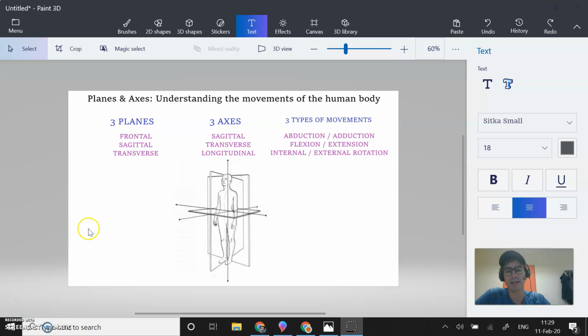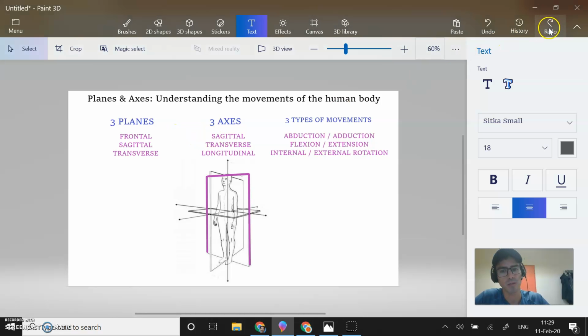Okay, now, so let's look at how the planes and axes interact. As you may know from the first video, the frontal plane is linked to the sagittal axis, which is linked to abduction and adduction. But let's forget about the types of movements for now and focus on how planes and axes interact. Let's look at the example of the frontal plane being linked to the sagittal axis.